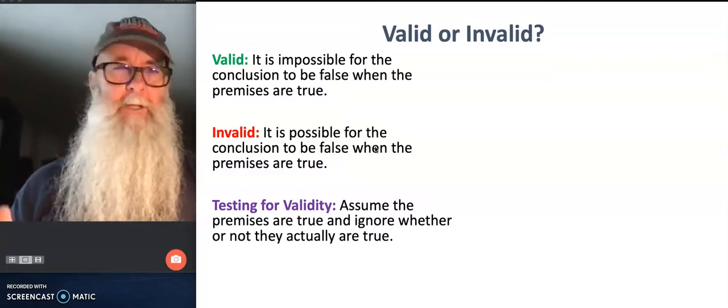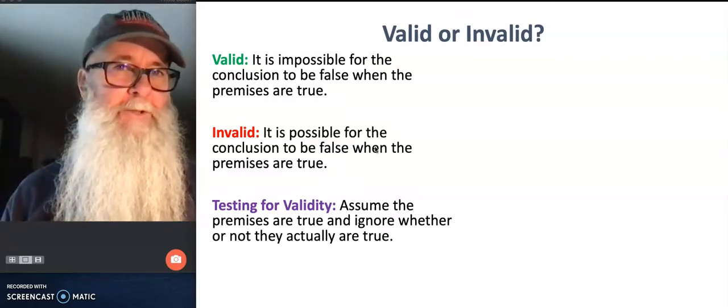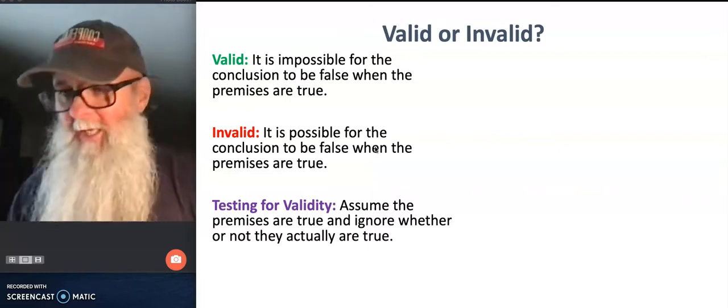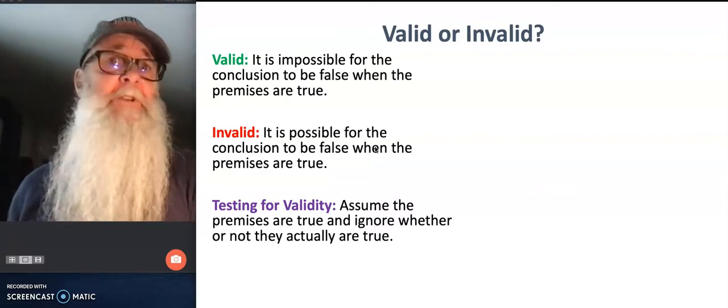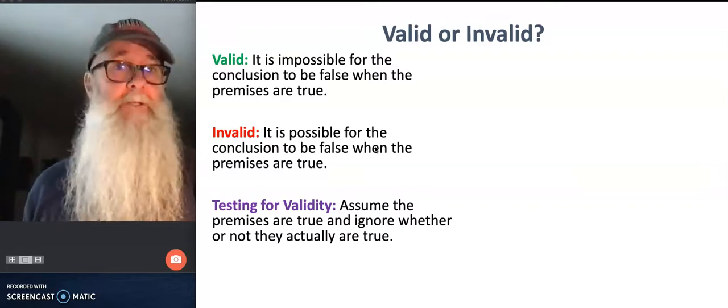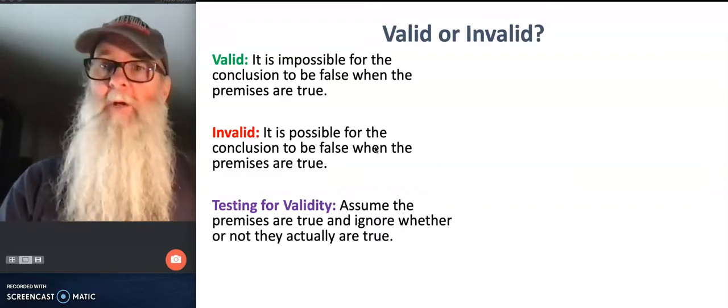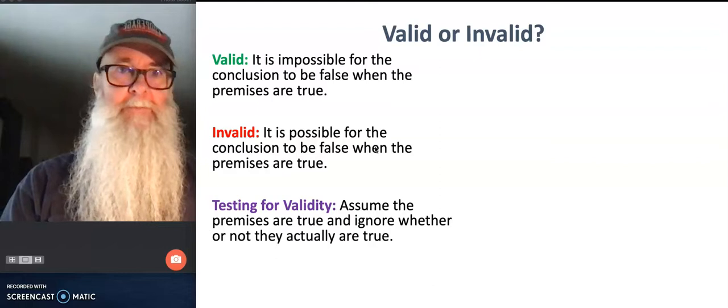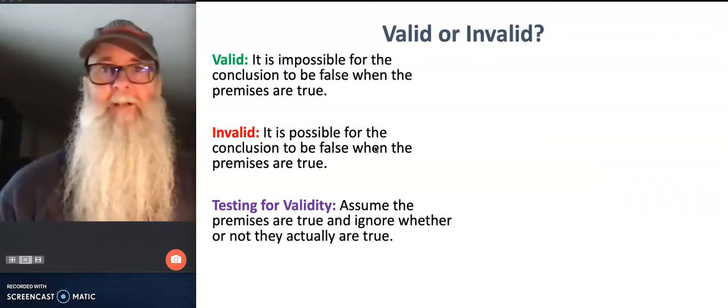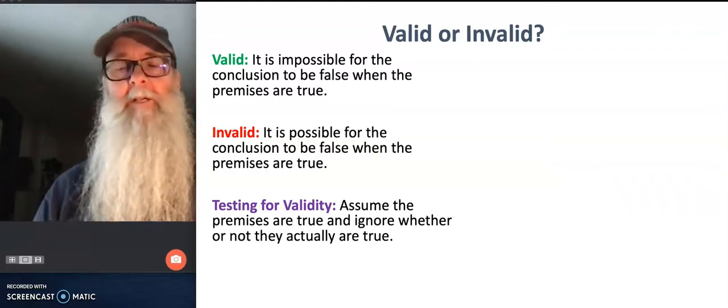And then you want to ask yourself, if these premise statements turn out to be true, is there any way that the conclusion could be false? And if there's not, if it has to be true, then you've got yourself a valid argument. But if you can think of one way that the conclusion could be false, even when those premises are true, boom, invalid argument, no longer worthy of our consideration.